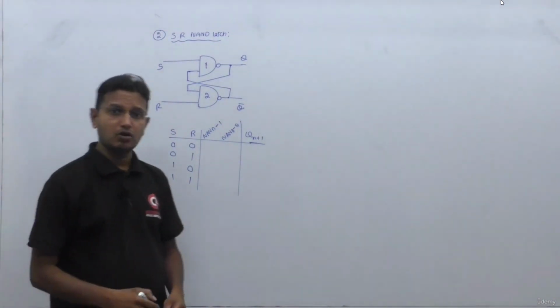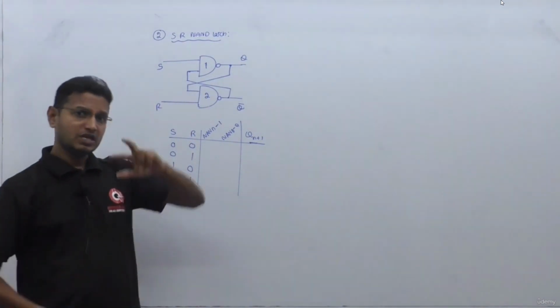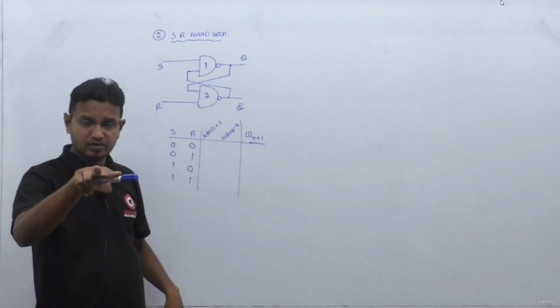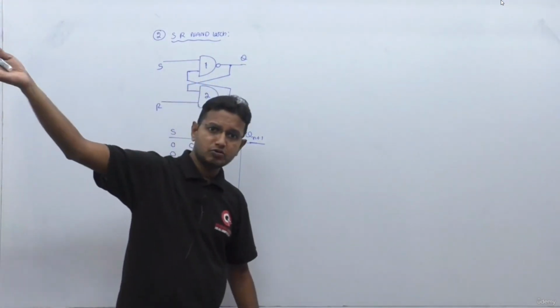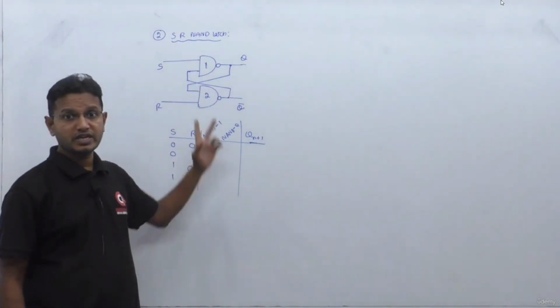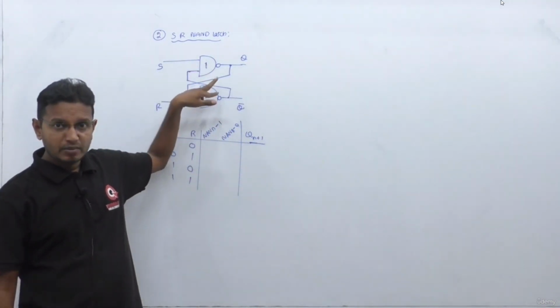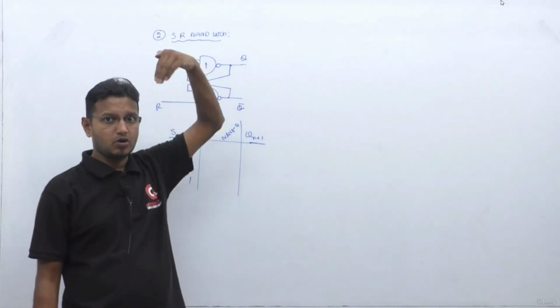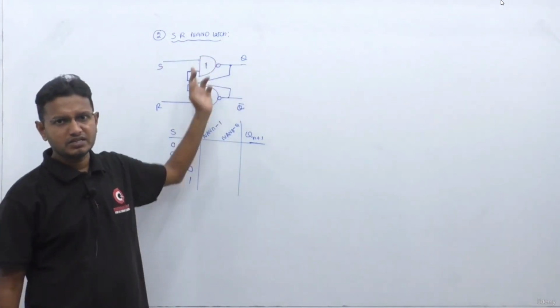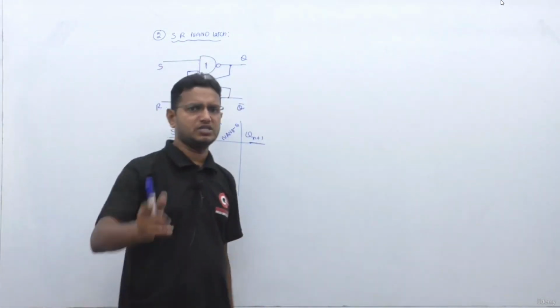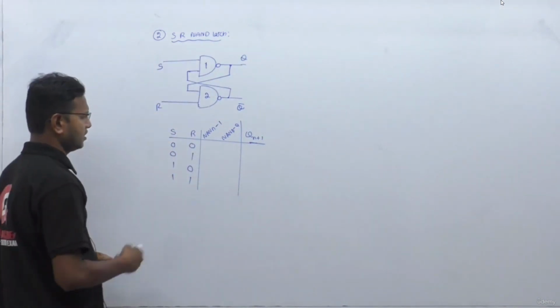Earlier, in the SR NOR latch, I told you that if both the gates are disabled, it will enter into the invalid state. If both the gates are enabled, it will enter into the previous state or hold state. If one is enabled and the other is disabled, it will enter into either the set or reset state. The same concept I will be using here, nothing else.